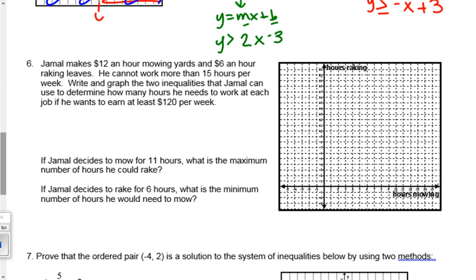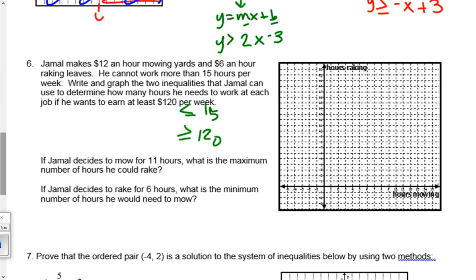So we've been given 2 constraints. He cannot work more than 15 hours. So he needs to work less than or equal to 15 hours. Then we also have been told that he wants to earn at least $120. So we'd want him to be greater than or equal to $120 as far as his earnings are concerned.